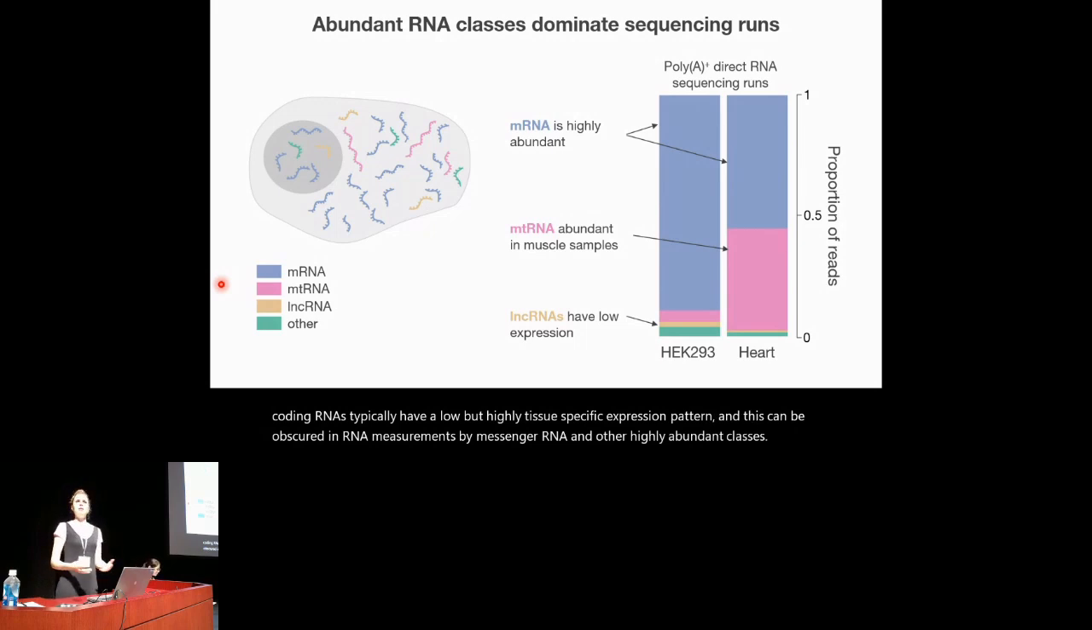Biochemical approaches can be used to enrich or deplete specific RNA molecules before sequencing, but the problem with these is that they're time-consuming, expensive, they risk degrading the RNA and also introducing bias into your sequencing results.